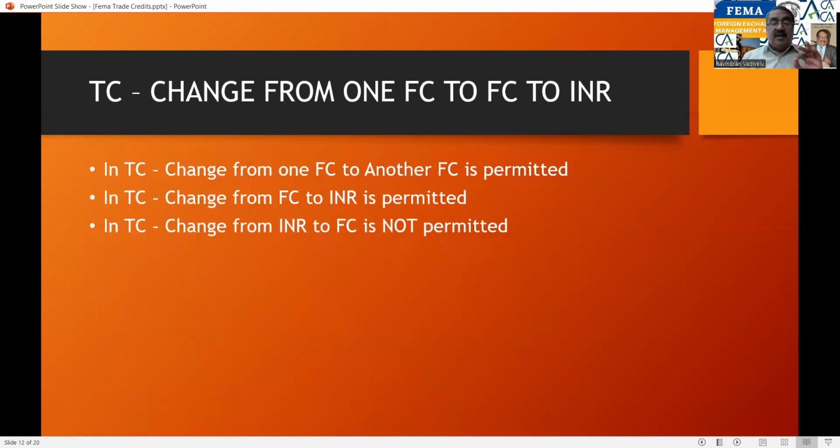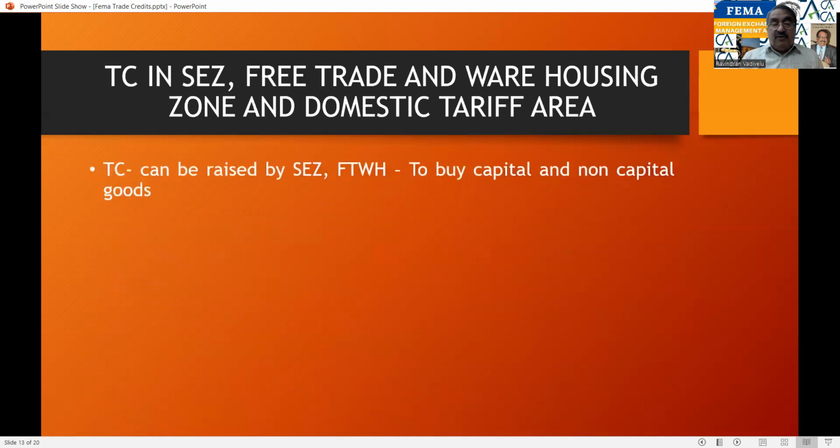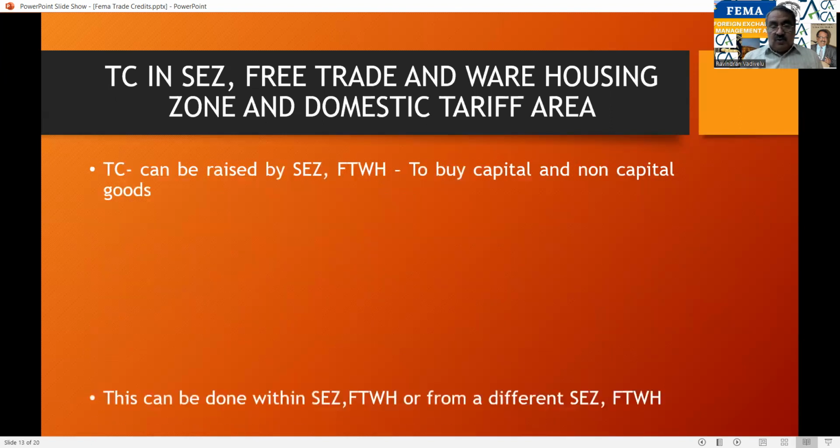This is a basic thing that you have to remember. Foreign currency to foreign currency, you can change it. Foreign currency to INR, you can change it, but from Indian rupee to foreign currency, it is not permitted. Here, if you want to avail trade credit for special economic zone, free trade and warehousing zone, and domestic tariff area, what are the things that you have to follow? Yes, trade credit can be raised for these zones for capital and non-capital goods.